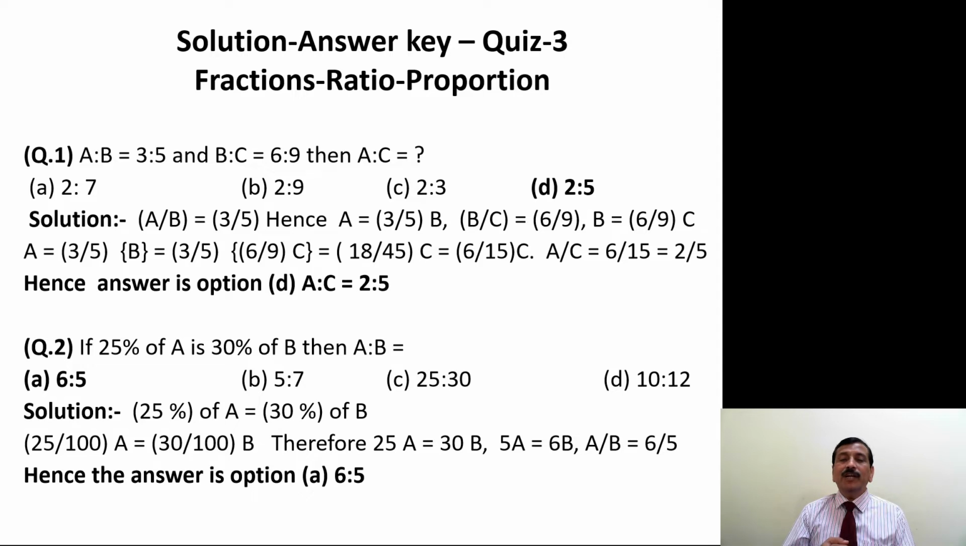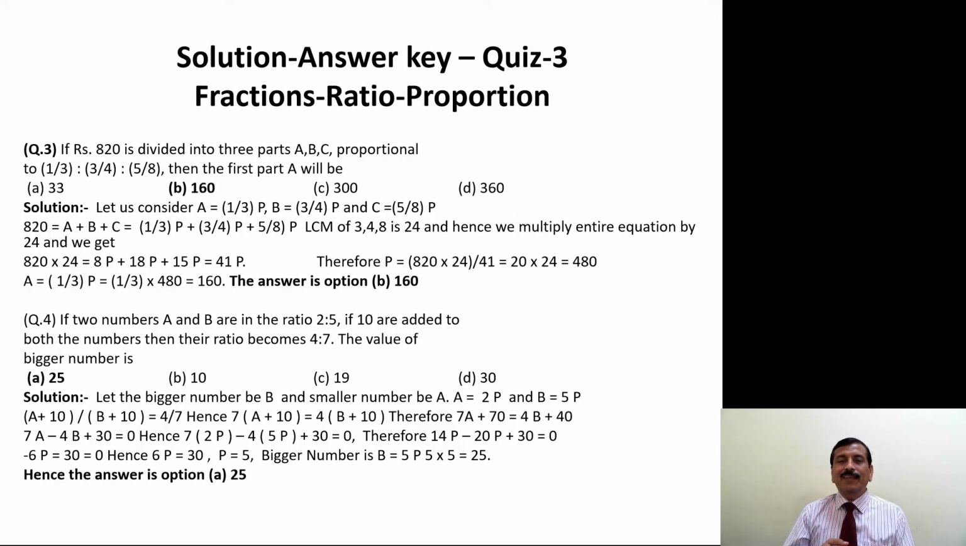Second question is 25% of A is 30% of B. We simply make 25% of A equal to 30% of B. So 25 by 100 A is equal to 30 by 100 B, and we simplify, we get A by B ratio is 6 by 5.